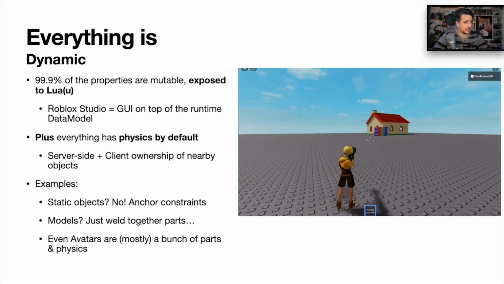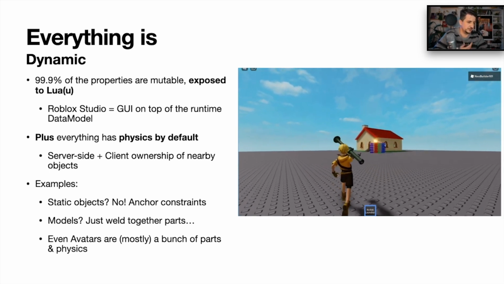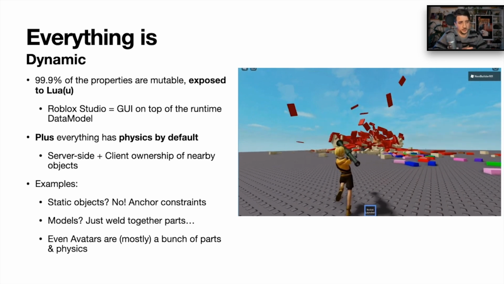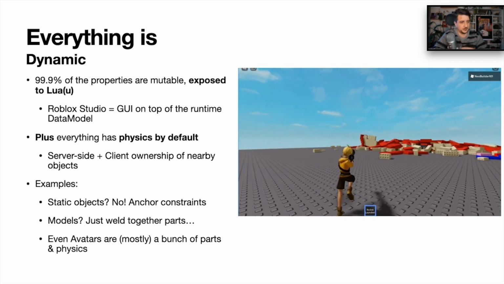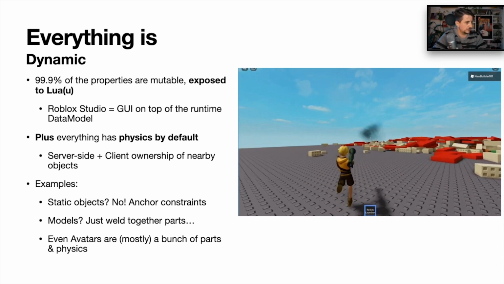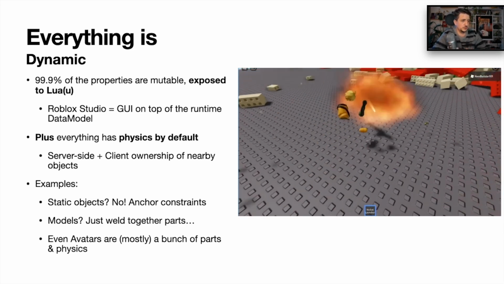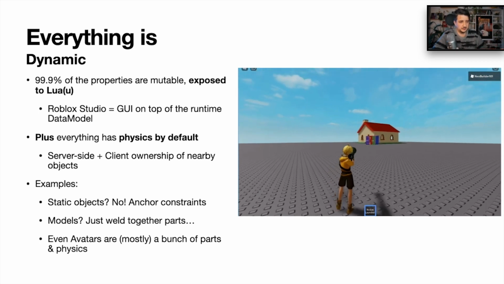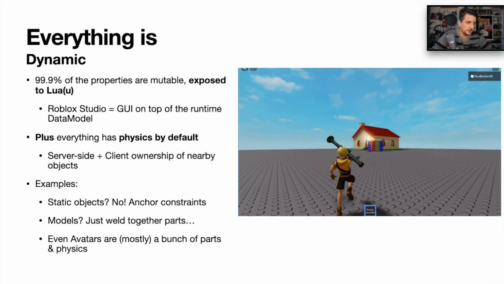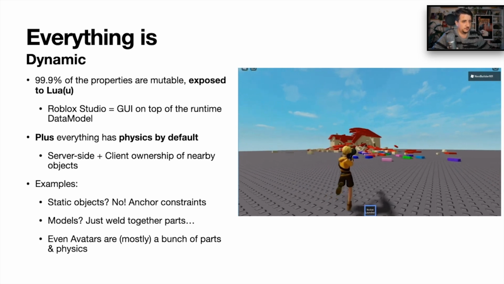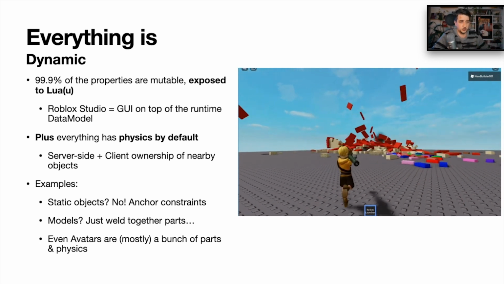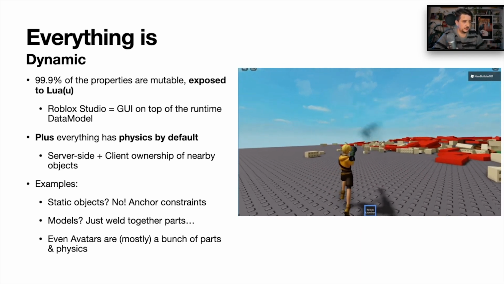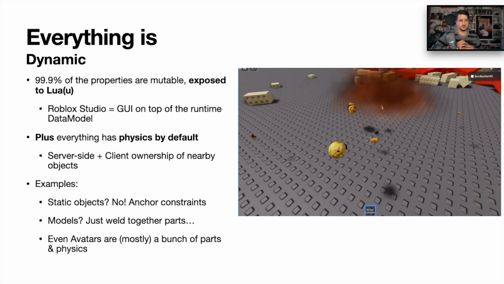And as I already mentioned a couple of times, everything has physics by default. Physics is server side, but we have a method of ownership where your player and things near your player can migrate to the clients as well. So some examples, right? We don't have a notion of static objects. You just take parts and you bolt them to the world. You use anchor constraints. Models for us are just a collection of parts and mesh parts, and maybe you just weld them together so they move together. Even our avatars are just a bunch of parts put together in a special container.